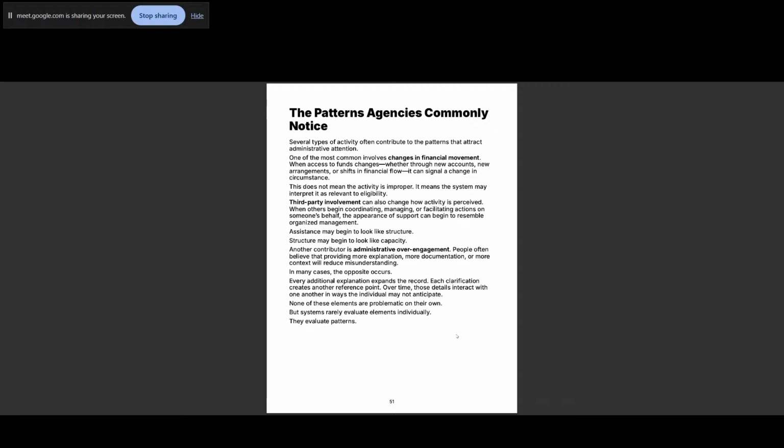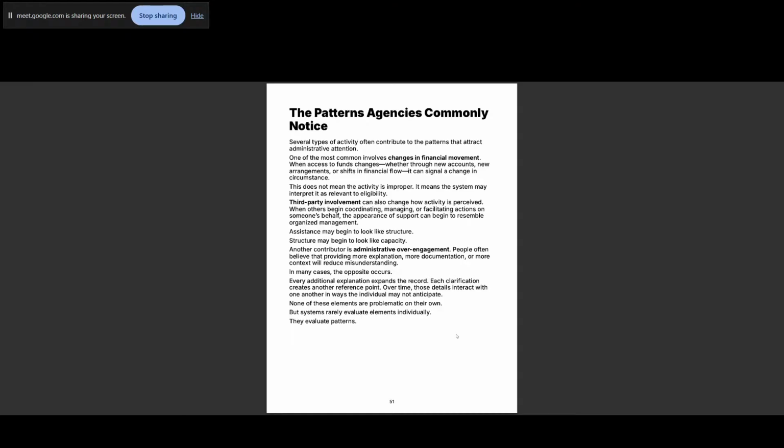The patterns that agencies commonly notice. Several types of activity often contribute to the patterns that attract administrative attention. One of the most common involves changes in financial movement. When access to funds changes, whether through new accounts, new arrangements, or shifts in financial flow, it can signal a change in circumstance. This will not mean the activity is improper. It means the system may interpret it as relevant to eligibility.